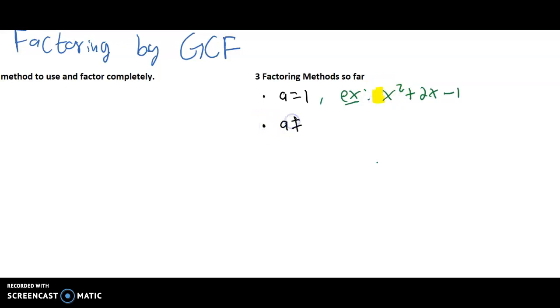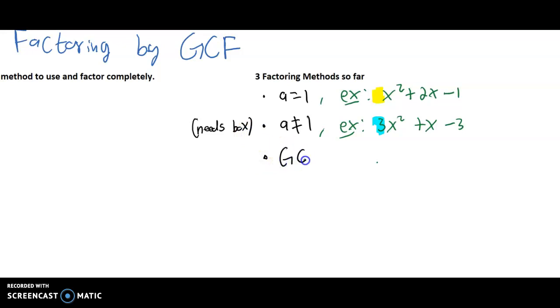The other one we learned about yesterday was when a does not equal 1. An example of this is 3x squared plus x minus 3. A is not 1 because a is 3. A is always the number in front of x squared. Also, next to this one, remind yourself that this is the method that needs a box.